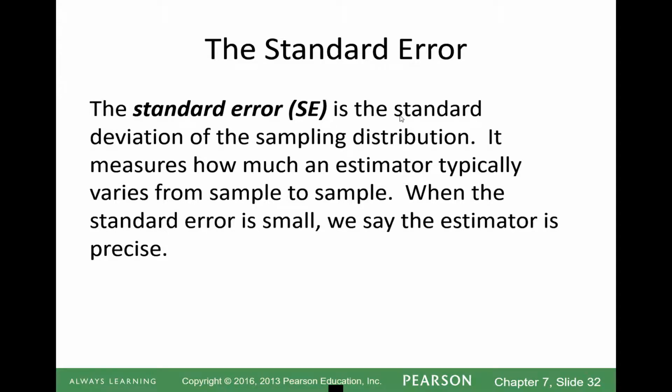The standard error is the standard deviation of the sampling distribution. It measures how much an estimator typically varies from sample to sample. So if you have a population, let's say a population of adult males with heights, and I want the average height, the standard error is simply the deviation between the different samples, how much it varies from sample to sample.